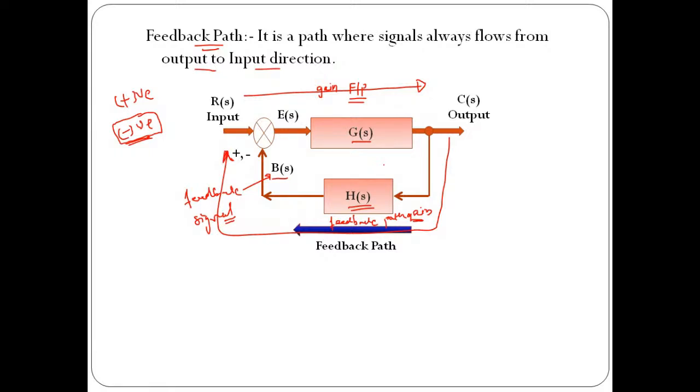If you have done with this, now the same thing is mentioned over here. G of S is forward path gain, H of S is called as feedback path gain. So this is the concept of feedback path. The thing is that in this case, signal is going to move from output to the input.